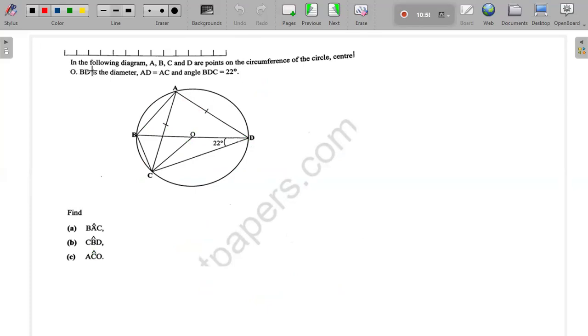So in the following diagram, we have A, B. A is here, B is there, C and D are points on the circumference of the circle. And then center O is there. Then BD is the diameter. And then AC, AD, and BC are equal. You can see they've indicated like that they're equal. And they've given us the angle BDC.